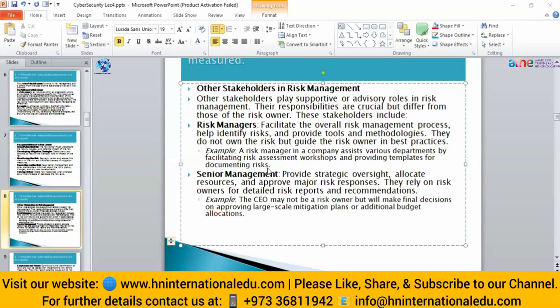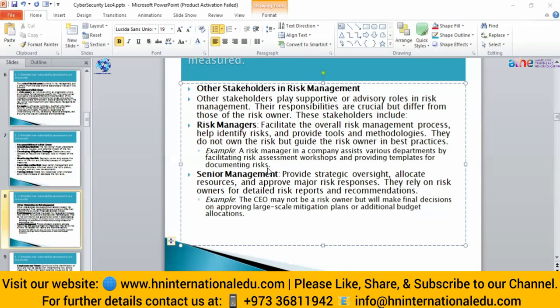Then, for example, our risk manager in the company will assist you in various departments. It will provide you the risk assessment workshop. They will provide you the templates for documenting that risk, means how it happened, why it happened. They will do all of that. Then, senior management. This is another person who does not own that risk, but will play a supportive role.